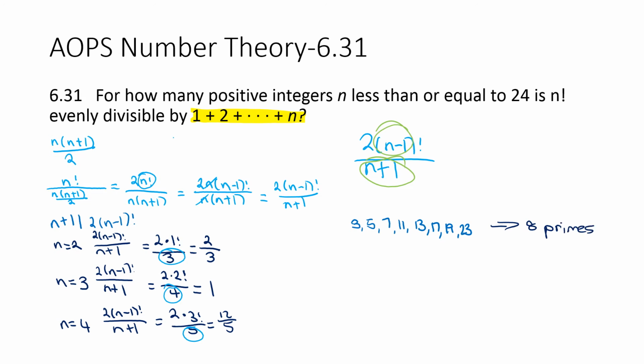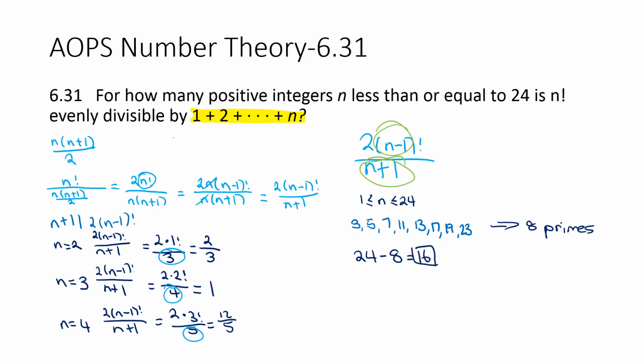And then since there's 24 numbers in total, since 1 is less than or equal to n, which is less than or equal to 24, there's 24 numbers, so we subtract it. 24 minus 8 is equal to 16. So the answer is 16.